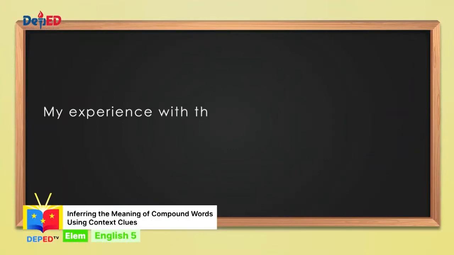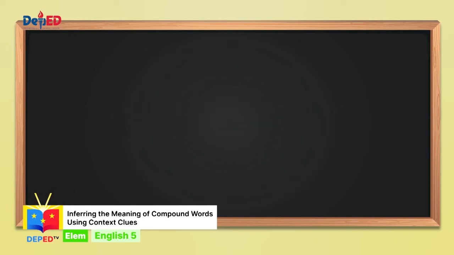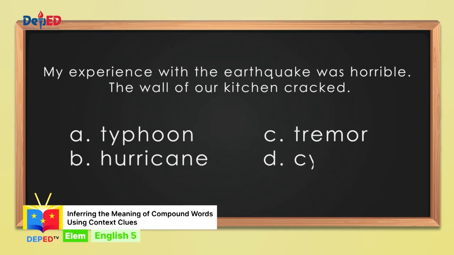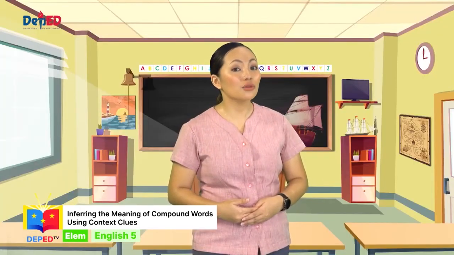My experience with the earthquake was horrible. The wall of our kitchen cracked. Write down the compound word and choose its meaning from these words. A. Typhoon, B. Hurricane, C. Tremor, D. Cyclone. For our last sentence, let's read them together.